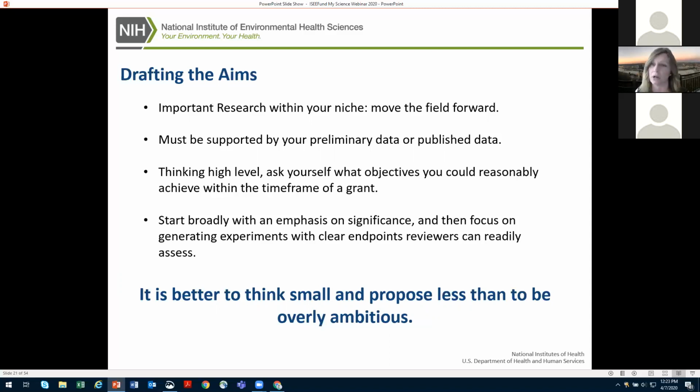Epidemiology is historically known for being a 5-year grant, but asking for no cost extensions. We understand that. We approve it somewhat for the first year. You get that on your own, but you really just make sure you can do what you can do within that 5 years. You want to start broad with an emphasis on significance, and then focus on generating your experiments in your head with clear endpoints so the reviewers really can readily assess it. One of my little tidbits: it's better to think small and propose less than to be overly ambitious.